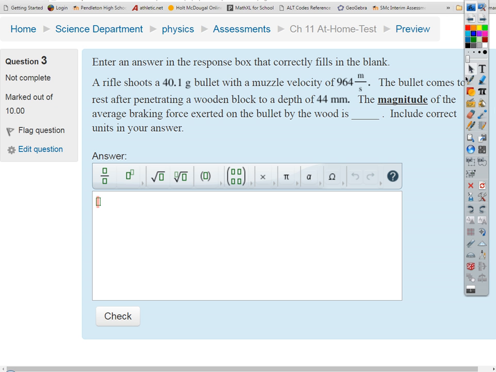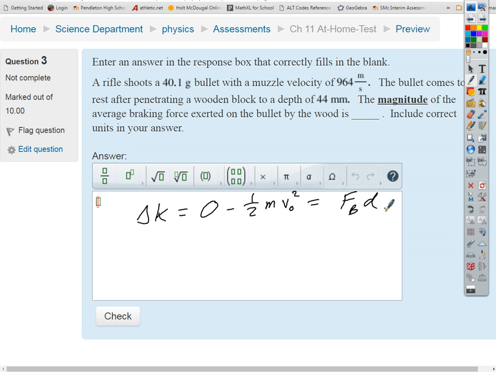Well, I'll show you. We kind of set up the equation at least. So we end up with delta K, which is just going to be 0 minus 1/2 m, which we know, right? This is the mass of the bullet. So m v naught squared must equal the braking force. So we'll just call it F sub b times d, right?